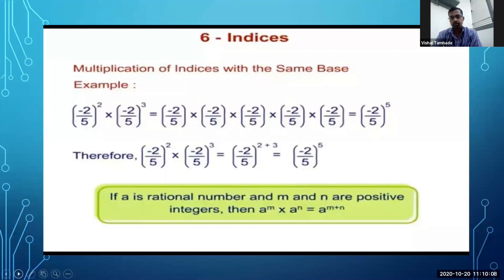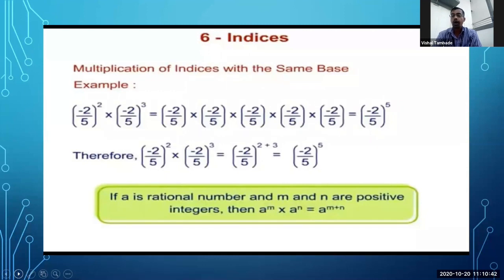Okay, multiply by minus 2 upon 5. Count that. How many times does minus 2 upon 5 occur? It occurs 5 times. That's why we write power 5. Okay, the base is same, minus 2 upon 5, we take one time. And our power is 5. Here you add the power because the operation between the two is multiplication, means 2 plus 3, 5.